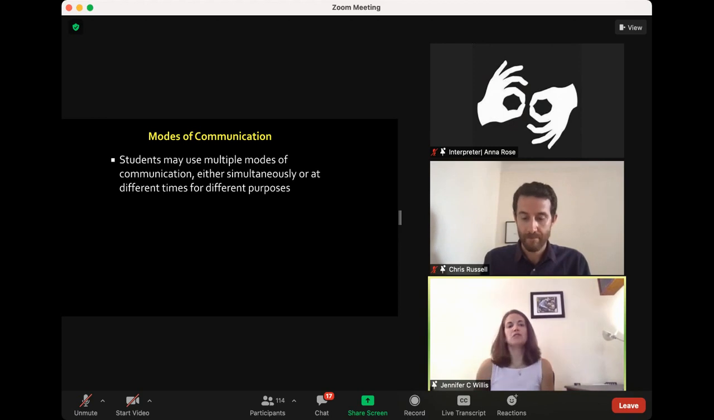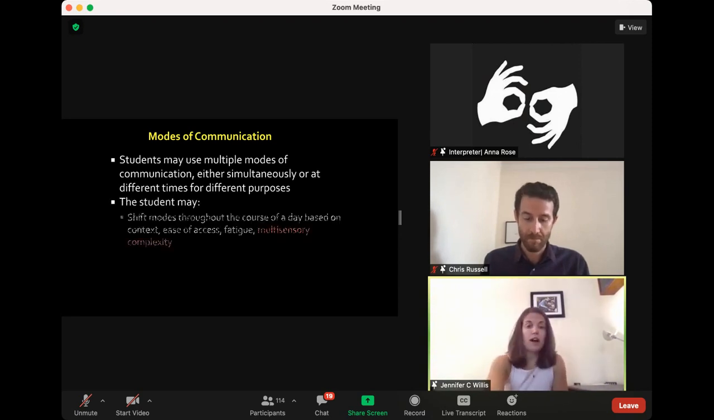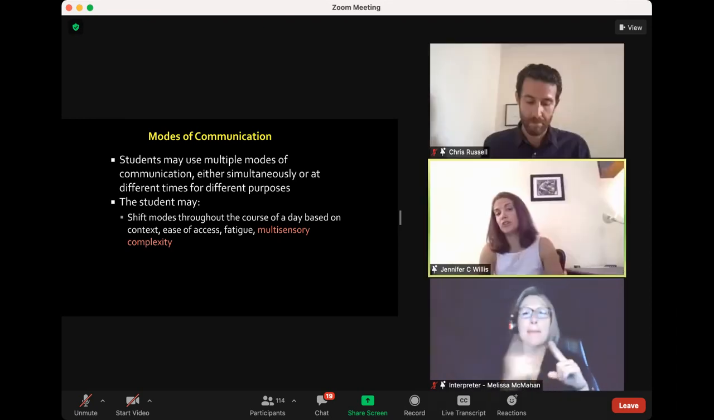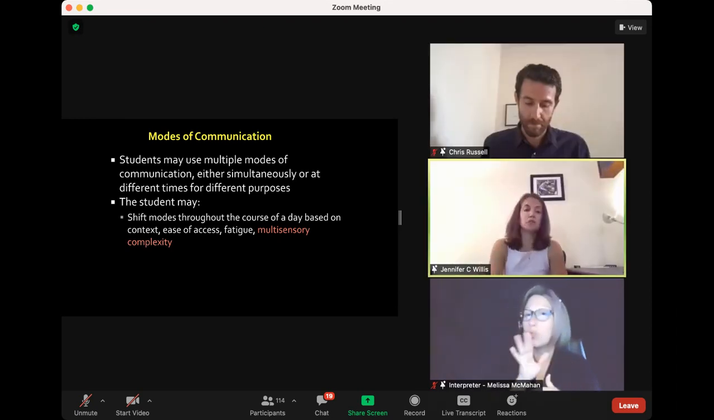So when we talk about modes of communication, some of our students may use multiple modes of communication, either simultaneously or at different times for different purposes. What does that mean? One student may use one form receptively and a different form expressively. It might be throughout the course of the day. You might have a student that uses ASL in the morning, but needs more access to spoken language in the afternoon because of visual fatigue, whatever the cause may be.